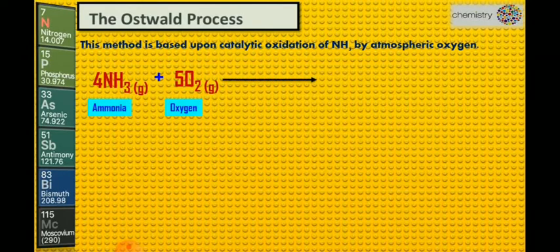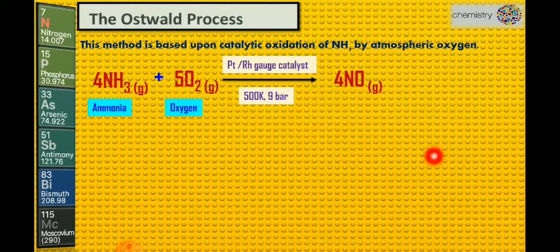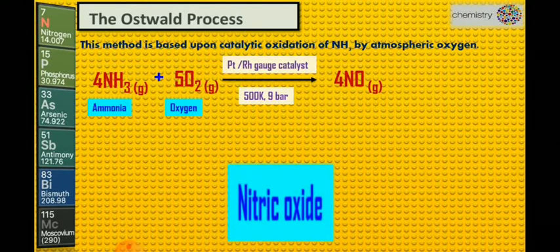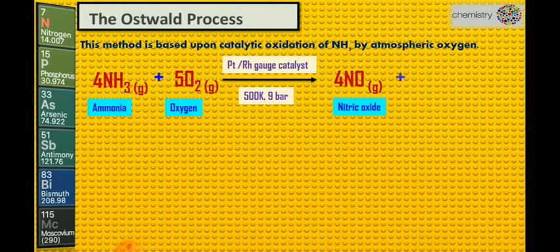Mentioning the catalyst is very important. If you don't mention the catalyst in an answer, you will lose 1 mark. So you must compulsorily mention the catalyst. This process takes place in the presence of a platinum-rhodium gauze catalyst at a temperature of 500 Kelvin and 9 bar pressure. Ammonia reacts with oxygen: 4NH3 plus 5O2 forms 4NO. NO is nitric oxide, along with the formation of a byproduct, water. So this is the first equation.